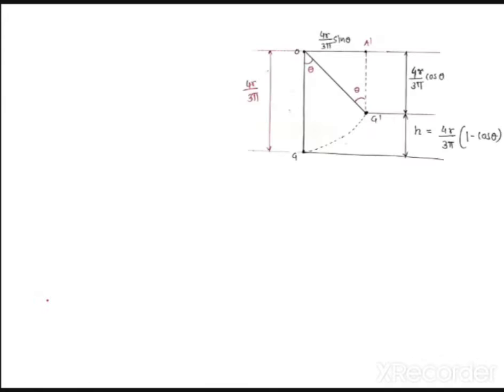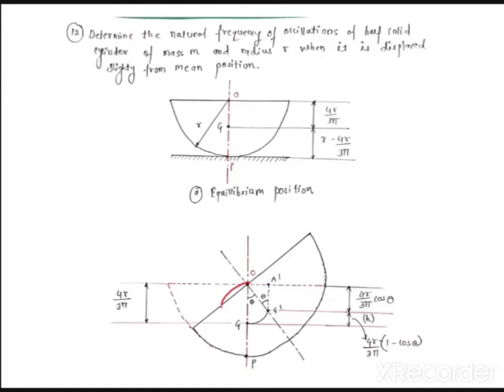So this is the analysis we have done, a small diagram which I have already explained. O to G, G to G dash, theta, 4r by 3 pi sin theta, 4r by 3 pi cos theta, and h is equal to 4r by 3 pi into 1 minus cos theta. I have enlarged this diagram for analysis. Now we'll solve this problem very easily.